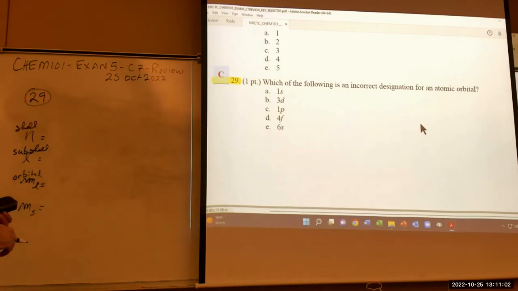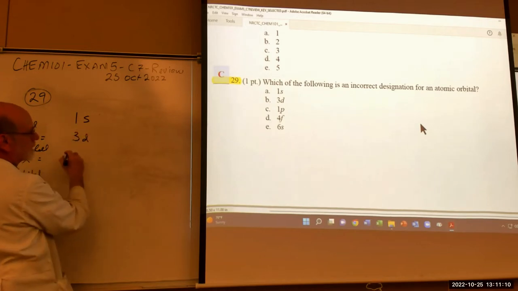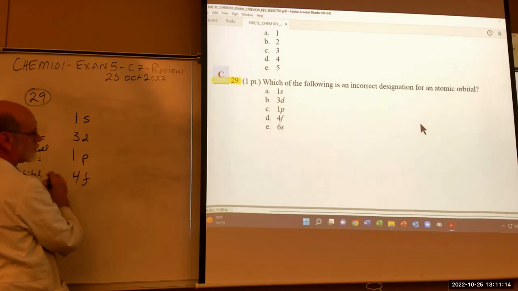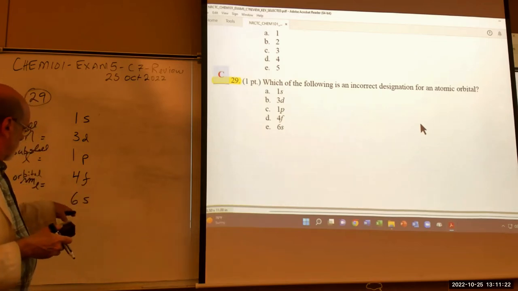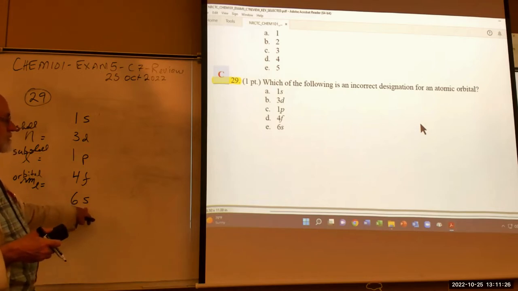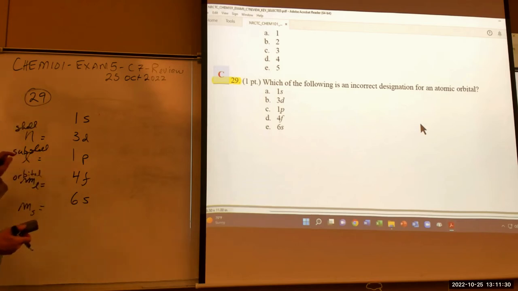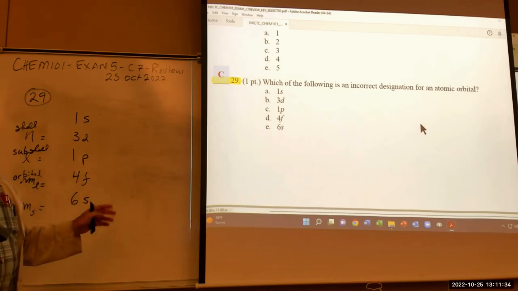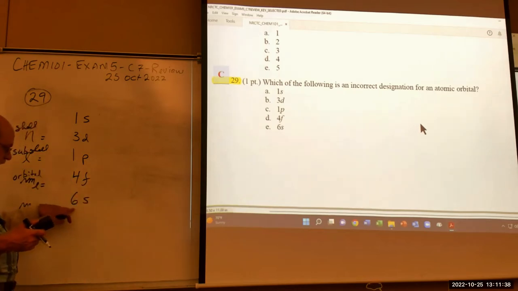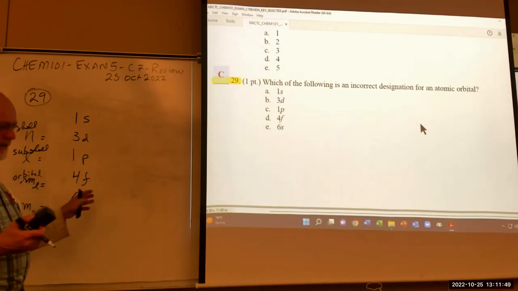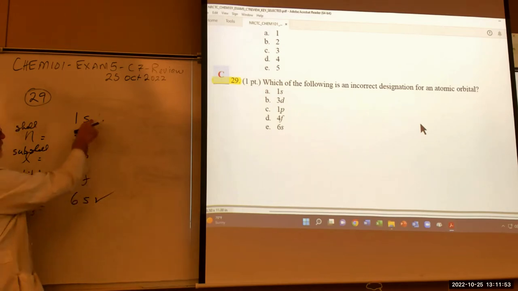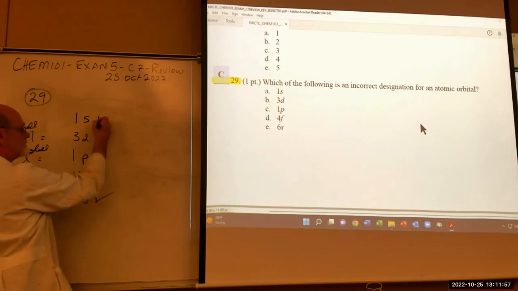Which of the following is an incorrect designation for an atomic orbital? Okay. So let's see. We got these choices. 1s, 3d, 1p, 4f, 6s. All right. I look at it this way. Since we're only using the shell and the subshell, look at the subshell first, right? Go in order, S, P, D, F. Right? So S's, can you have S's for six? Yeah, right? You start off with S, P, D, F, G. You can do G, maybe even H. Right, so S, that's good. How about this one? 1S, right? Think hydrogen. That's good too.